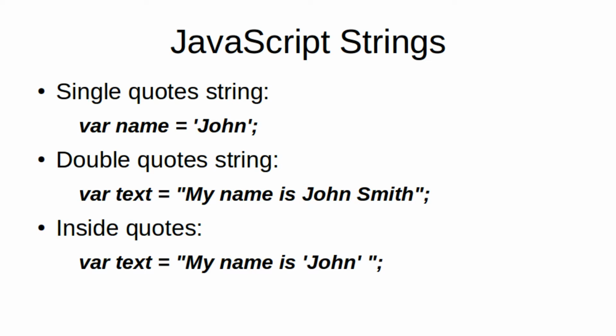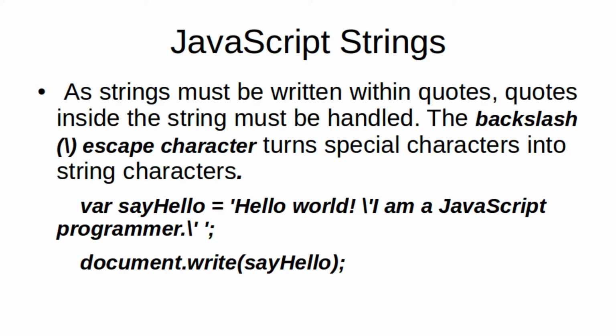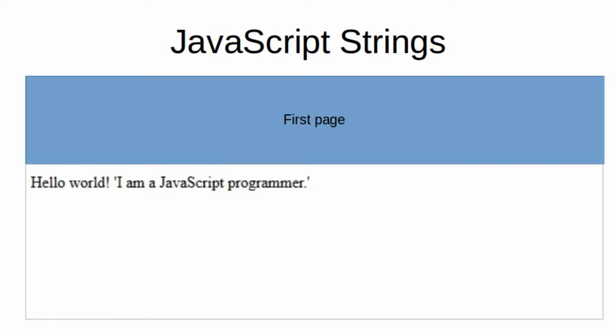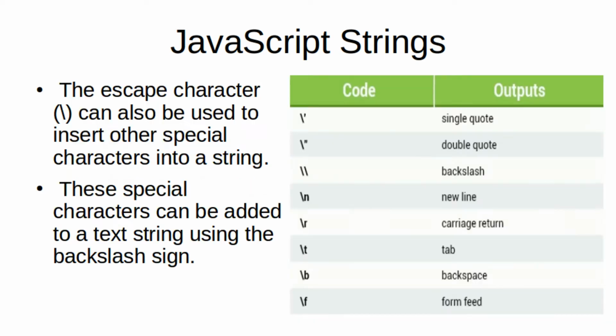As strings must be written within quotes, quotes inside the string must be handled. The \ escape character turns special characters into string characters. In this example, we will use the variable sayHello and the document.write function. When we open the document in our browser, we will see only the quotes surrounding the text I am a JavaScript programmer. The escape character can also be used to insert other special characters into a string.